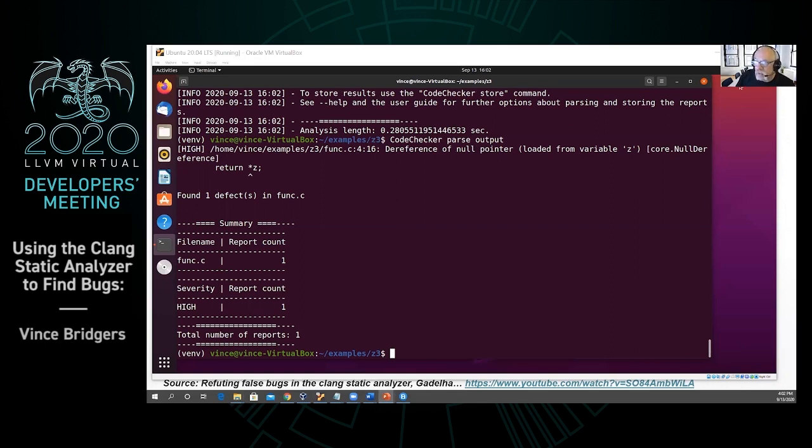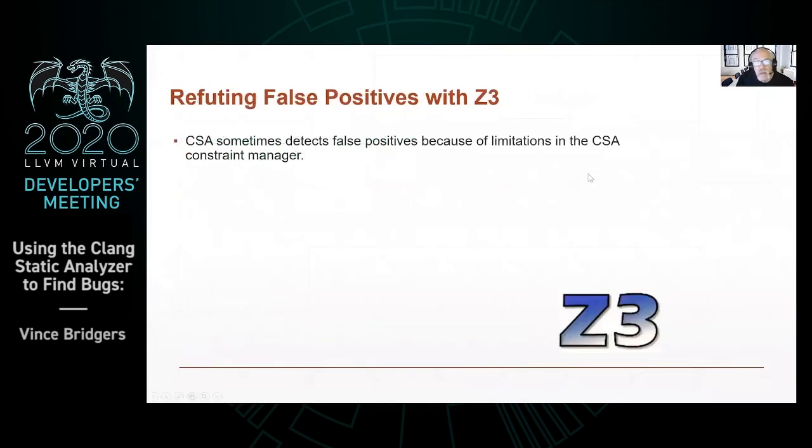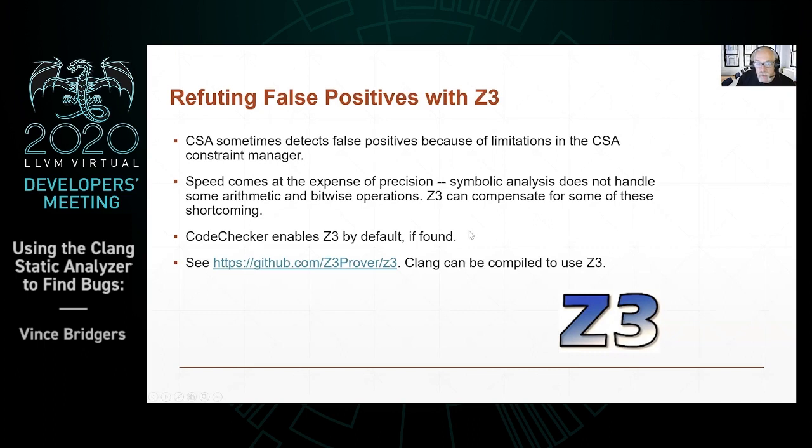So let's go back to our presentation. CSA sometimes detects false positives because of the limitations in the constraint manager. And as I said, speed comes at the expense of precision. Symbolic analysis does not handle some arithmetic and bitwise operations, and Z3 can compensate for some of those shortcomings. Z3 is enabled by CodeChecker by default. If it's found, you can explicitly control it one way or the other. I've included a reference here to the Z3 theorem prover, and there are some instructions in the tutorial about how Clang can be compiled to use Z3.